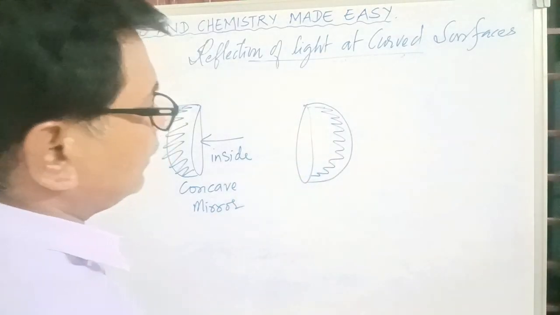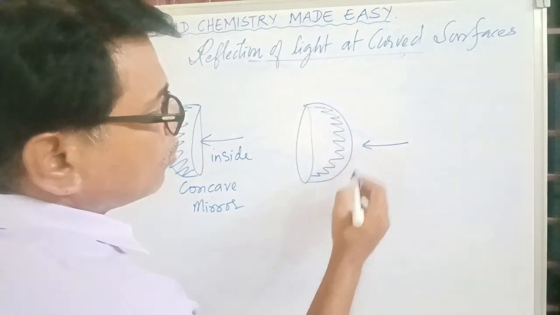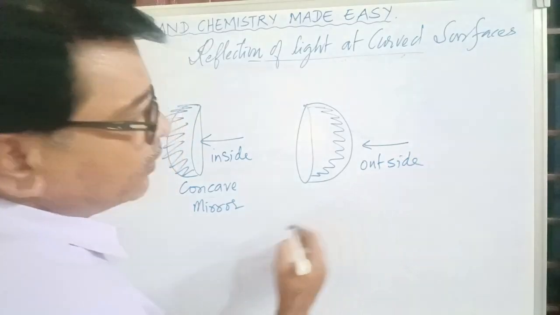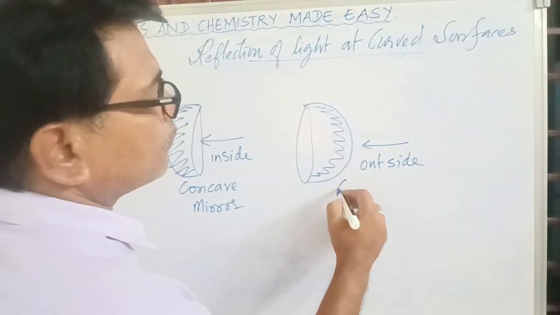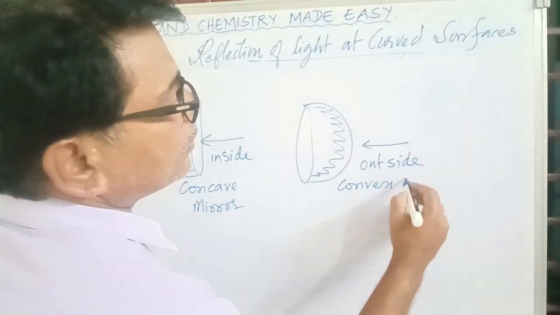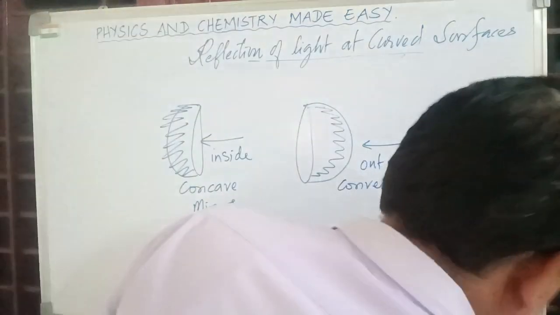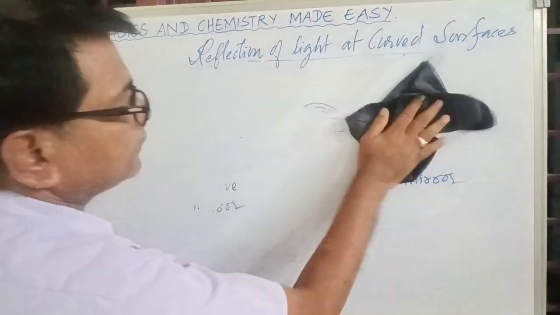For this one, we colored inside, so the reflecting surface is outside now. Reflecting surface means the surface where the image is formed. So the reflecting surface is outside, therefore we call it a convex mirror. Okay, done, good. Then what else?